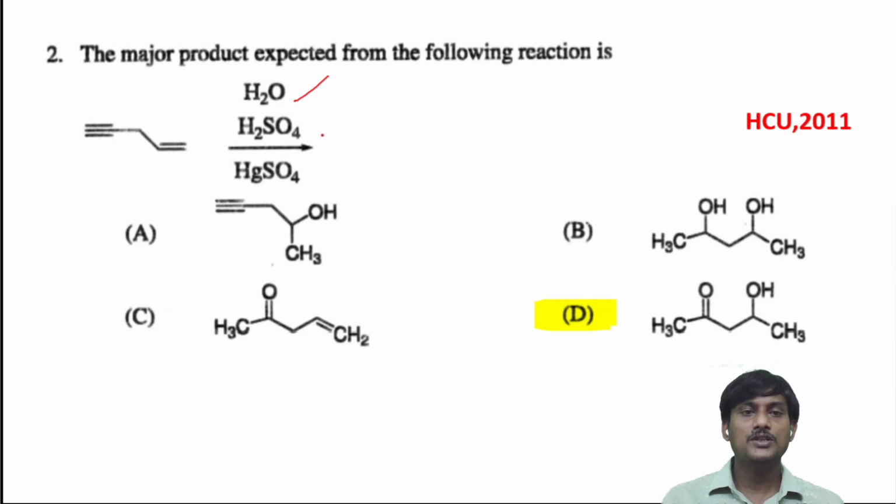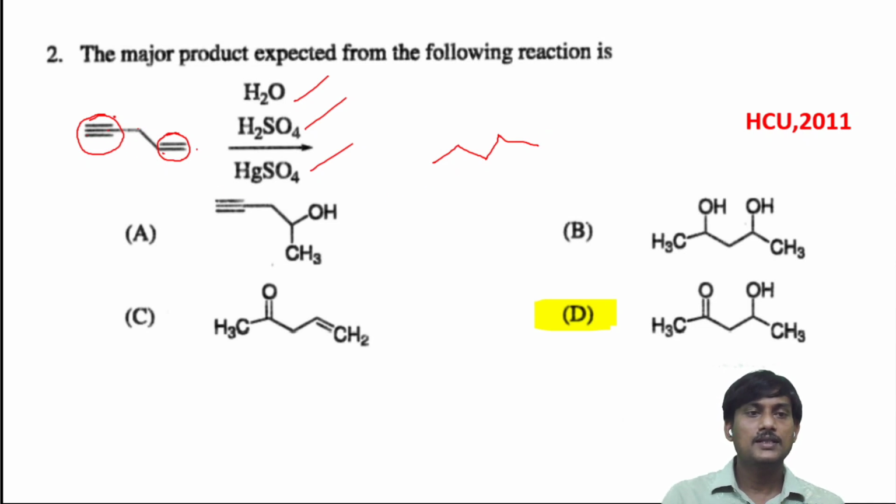Okay, this one is treated with H2O, H2SO4, and HgSO4. The double bond can be reacted by H2SO4 and the triple bond can be reacted by HgSO4. So here we have 1, 2, 3, 4, 5 carbons.